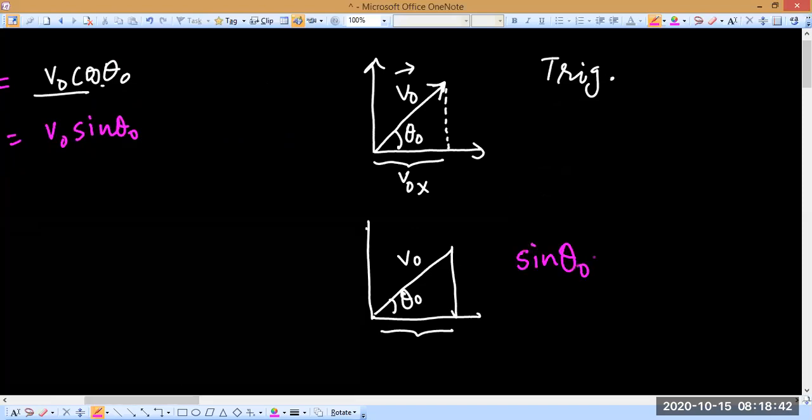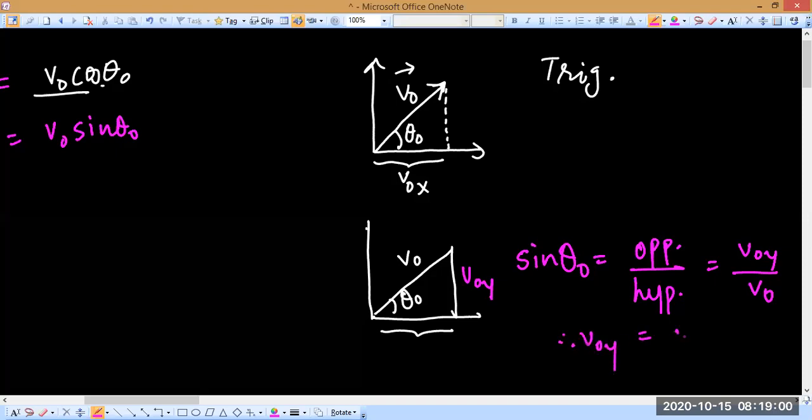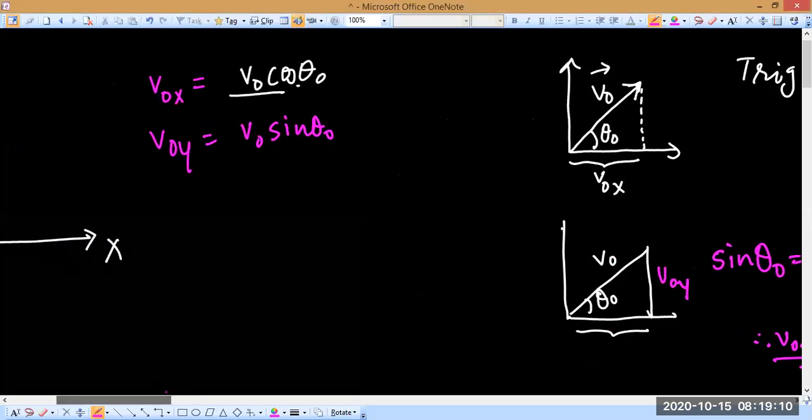Okay, I will not teach this a second time. This is V0y. So if you want to find V0y, you have to take sine theta because it is opposite upon hypotenuse. So opposite is V0y divided by hypotenuse is V0. That's why V0y is equal to V0 sine theta 0. This is how you find it. Clear? Okay. I hope everyone has learned it, right?